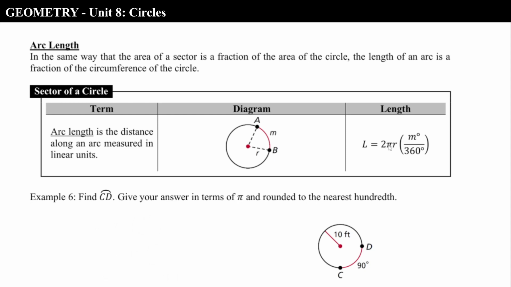It's just like with the area, the sector area, we have to multiply the entire thing by the part that we're interested in. So again, we're going to be using m over 360. So let's do an example of this.